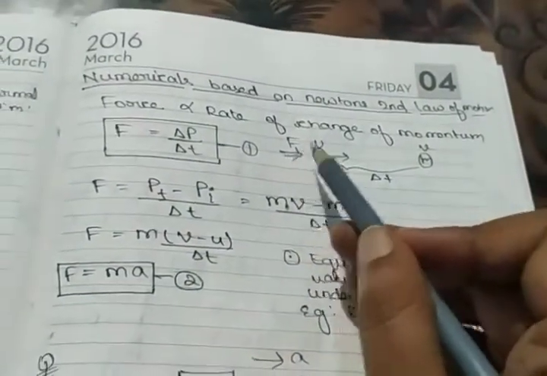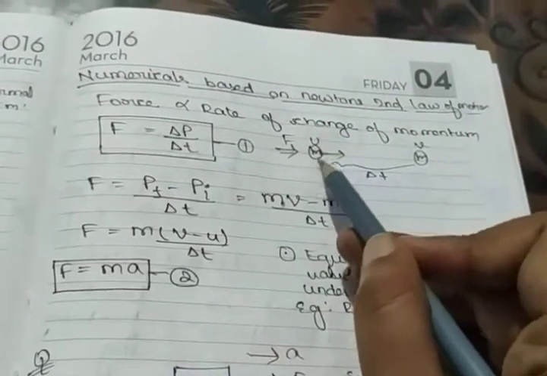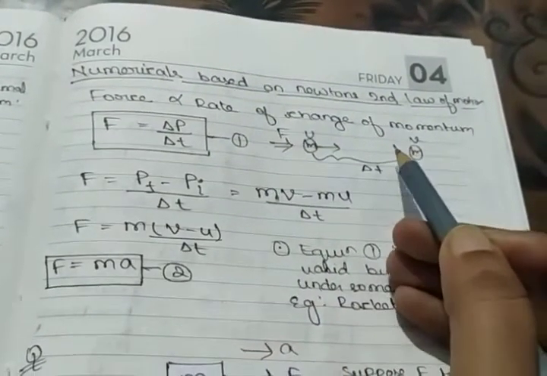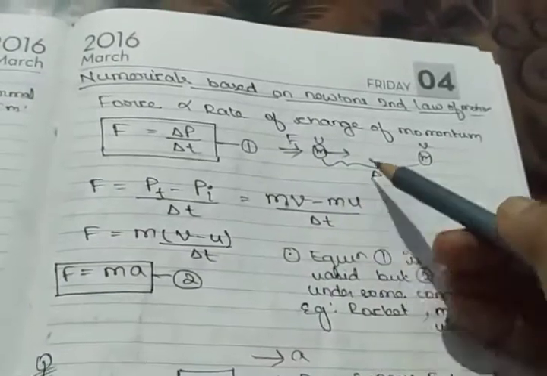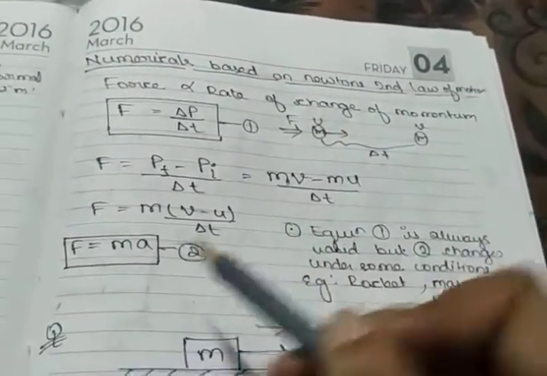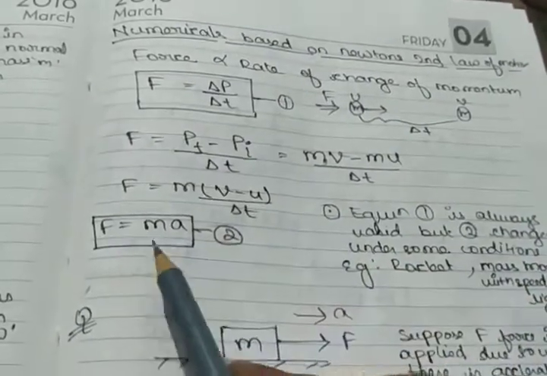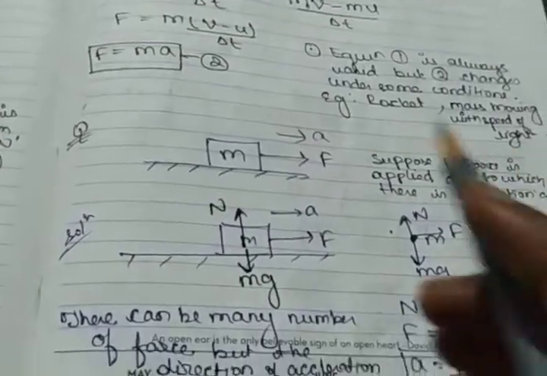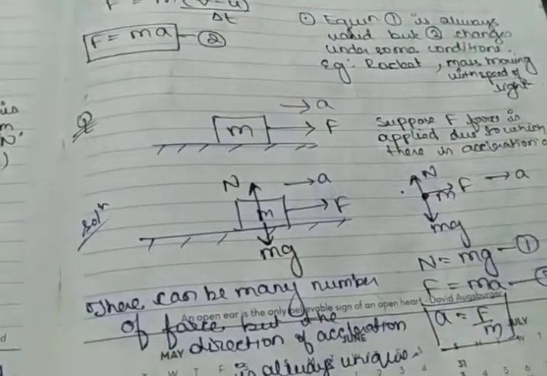It means when we apply force to a body, what happens? The momentum of the body changes with a certain time. So this rate of change of momentum with time will give me the force, and we can find this equation F equals ma. We have already discussed it in class. Now let us see the numericals.